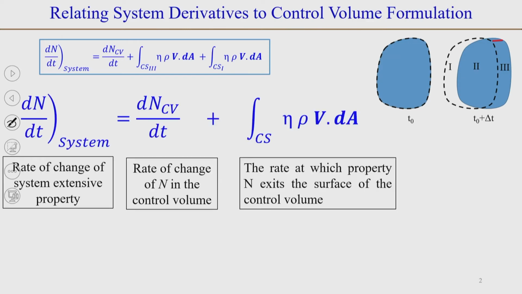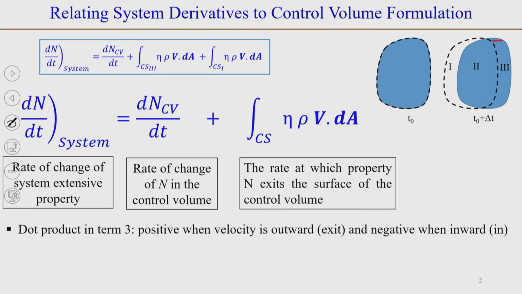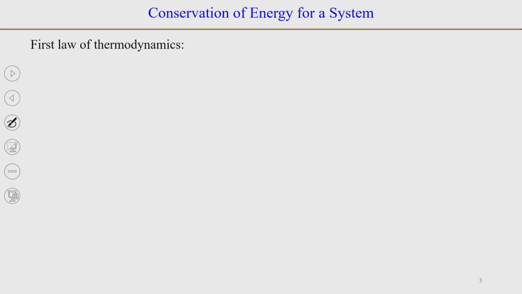So, the usual Reynolds transport theorem that we have derived says the rate of change of a system extensive property. When we talk about energy, the system extensive property will be the total energy of the system, and the corresponding intensive property eta in this case will be the total specific energy, which we will represent with small e. So, let us look at the energy conservation for a system.